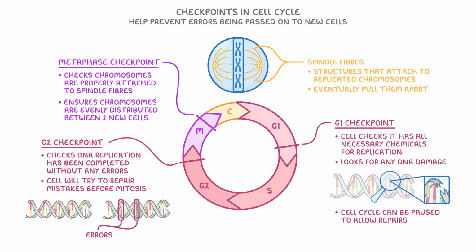These checkpoints are like quality control measures, helping to make sure that each new cell that's produced by the end of cytokinesis is a perfect copy of the original.